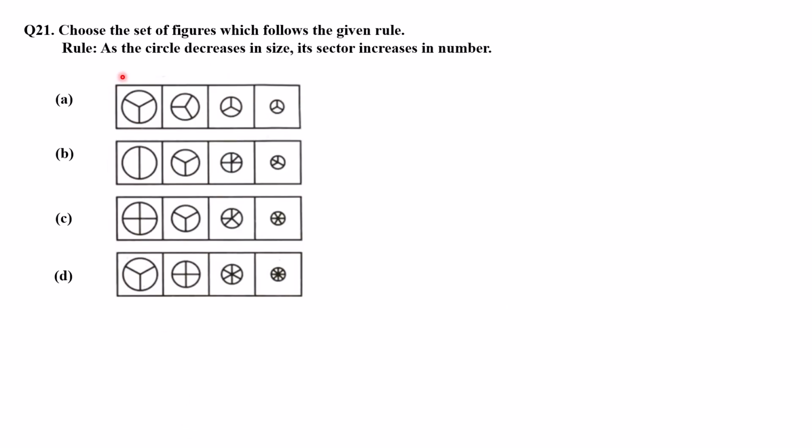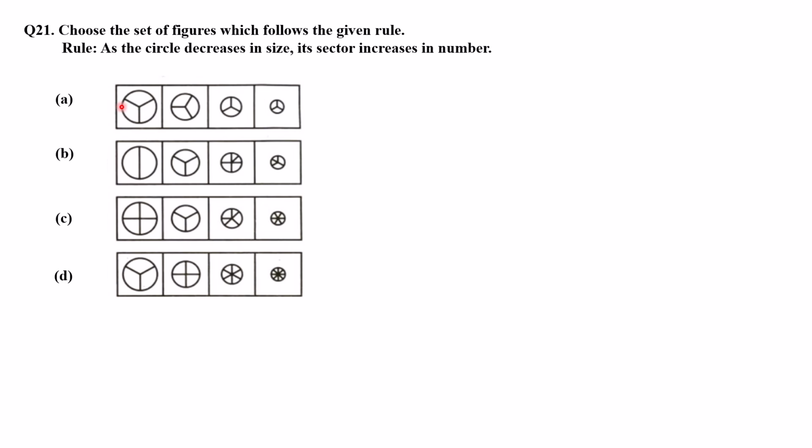Now next question is choose the set of figures which follows the given rule. Okay. So now the rule is as the circle decreases in size, its sector increases in number. So you have to see now which set of figure follow this rule where the circle is decreasing and the sector is increasing. Now these are the sectors.